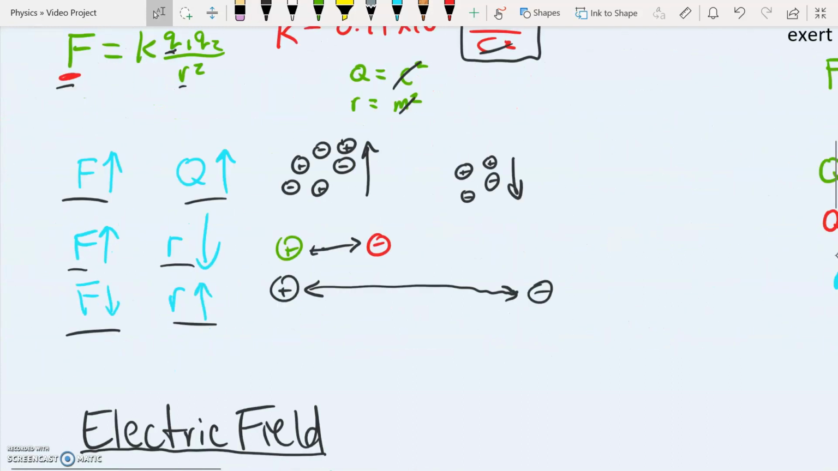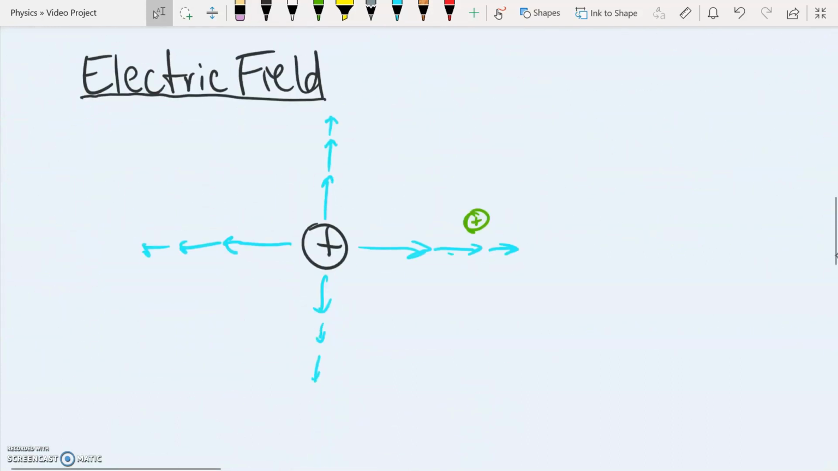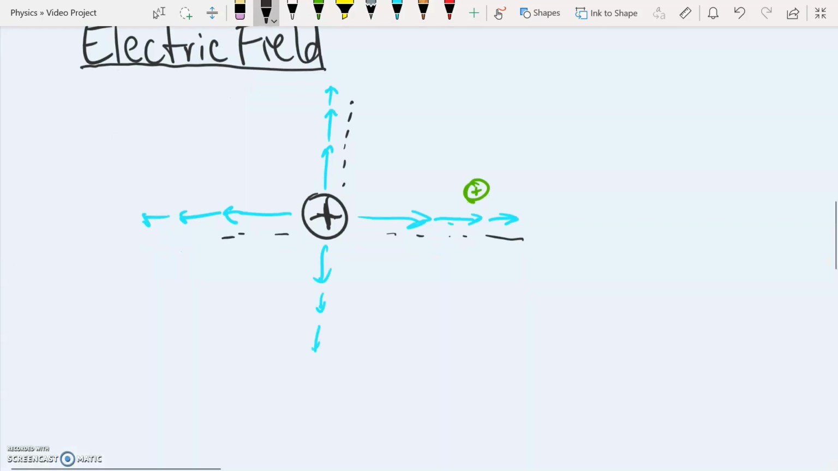Good. Let's move on to the electric field. We know that if we have a positive charge, it has an electric field in all directions, as shown here. If we insert a point charge, this little guy here, it has a certain charge, and this field exerts a certain force on that charge.